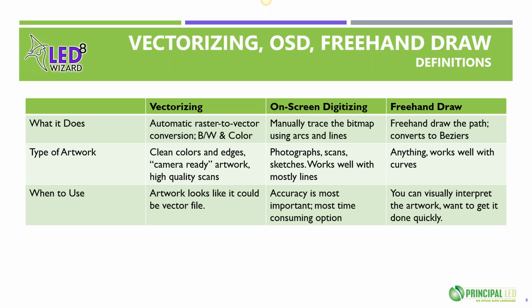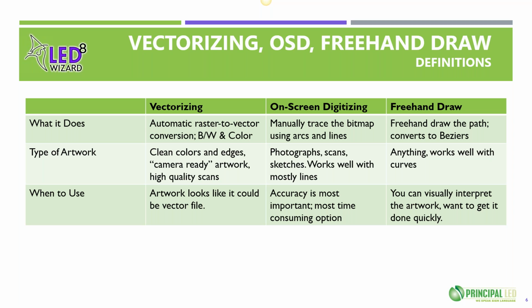On-screen digitizing really can be anything else. It could be a photograph, a scan, or a sketch, but I tend to like it for lines because we can cleanly draw lines, we can make sharp corners, we can use guidelines to make sure everything's straight and square. On-screen digitizing is more time-consuming than either of the other options, but it's accurate in the sense that you get it right the first time. You draw it in there, and if you do a good job, it's a one-shot deal, and you have clean artwork.